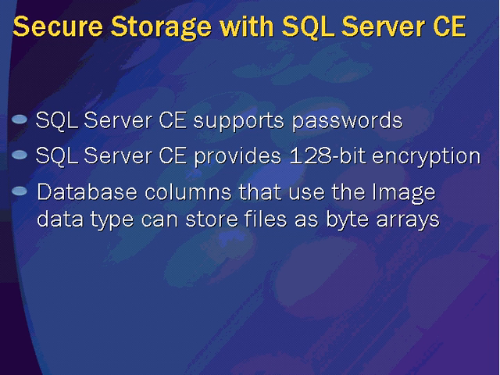We can store files that we open as byte arrays and put them into these image columns and safely keep your documents there. And since we're protected with 128-bit encryption, you can feel sure that no matter what happens to your device, this file in that byte array form is going to be safe.